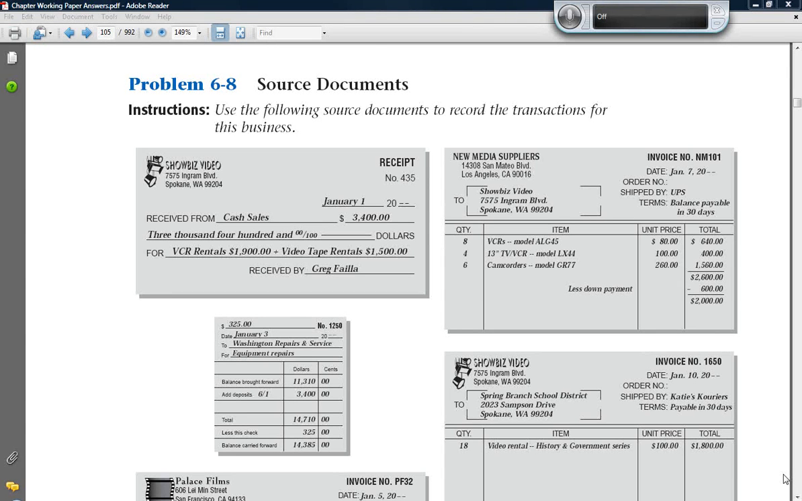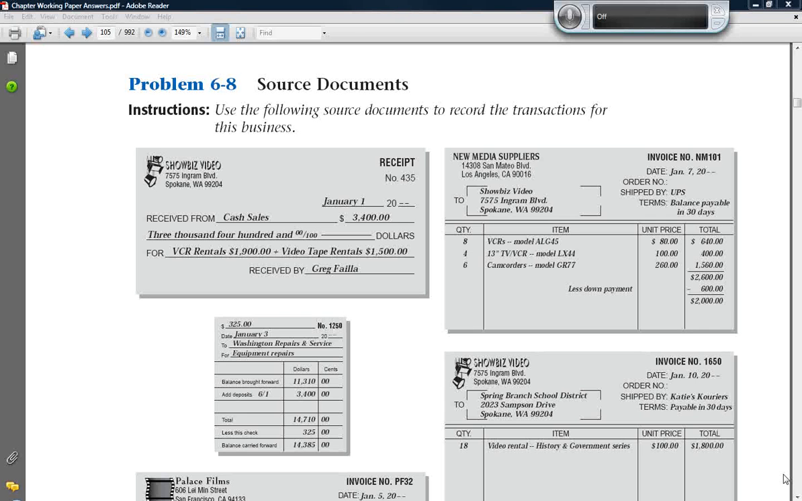Alright, problem 6.8 is our source document problem. If you have a good understanding of this and you can read the transactions and journalize the transaction in debit and credit format, try without reading the problem and looking at the source document. Challenge yourself a little more.